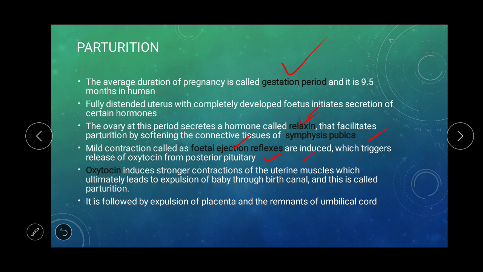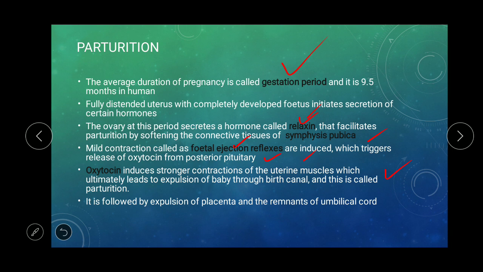As you already know, the posterior pituitary does not produce any hormone, it only releases two hormones, oxytocin and vasopressin, which is also called ADH, antidiuretic hormone. Oxytocin induces stronger contraction of the uterine muscles, which ultimately leads to expulsion of the baby through the birth canal, and this process is called parturition. So what is parturition? It is the expulsion of the baby through the birth canal, through the cervix and vagina.